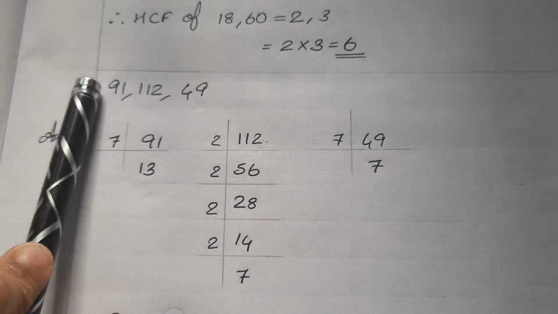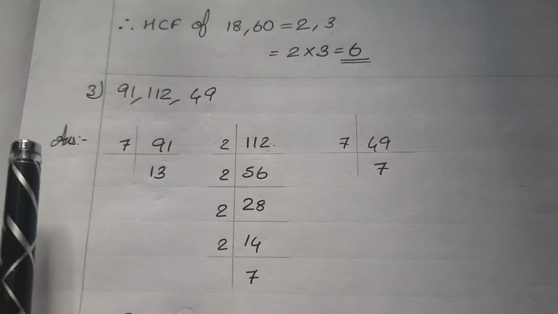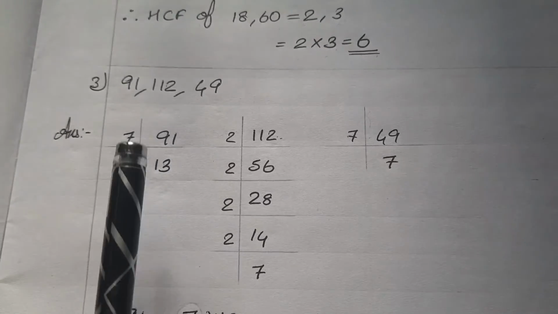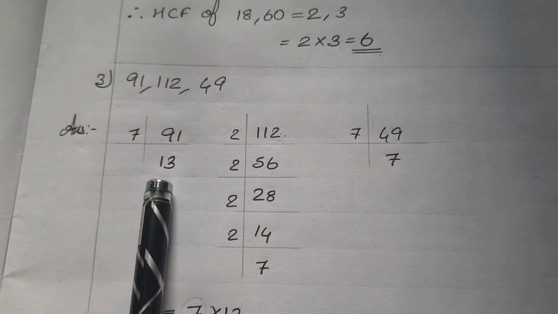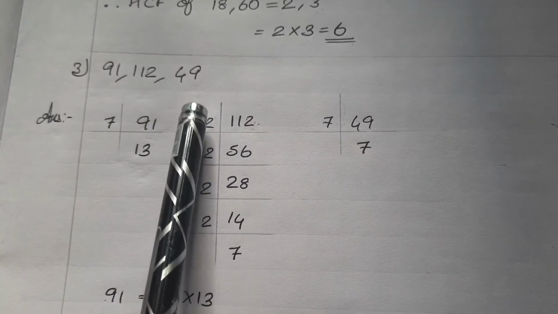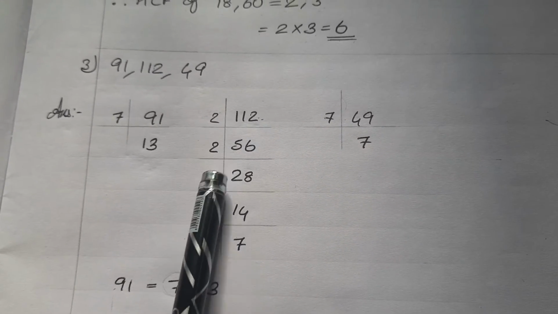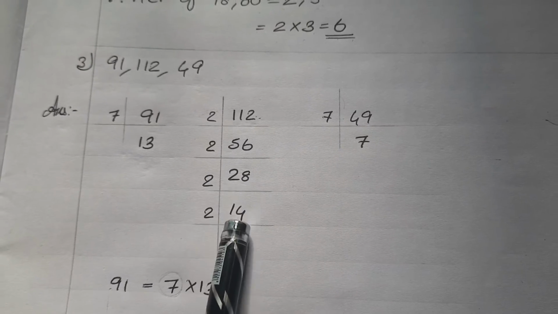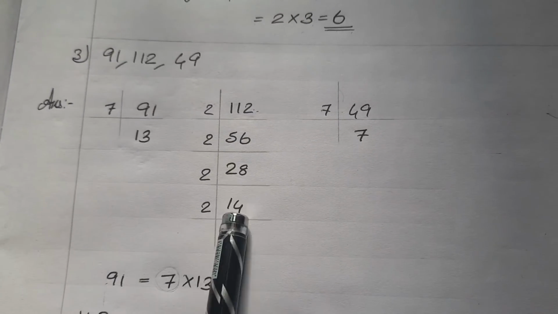Next question, 91, 112 and 49. Answer, 91: 7 13s are 91. Here, 13 is a prime number, so we will put the same number in here. Next one, 112: 2 56s are 112, 2 28s are 56, 2 14s are 28. Then, 2 7s are 14.